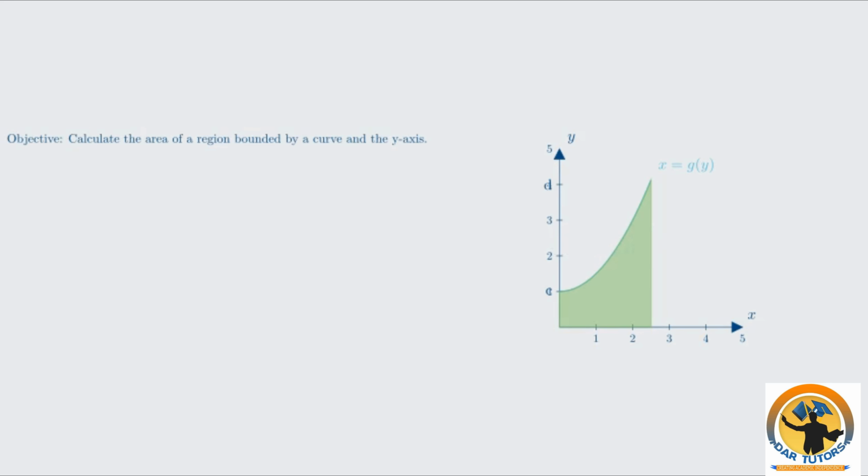To find the total area, we sum the areas of all these rectangles by integrating from the lower y bound c to the upper y bound d. This gives us the formula: Area equals the integral from c to d of g of y dy. In other words, we integrate the function of y with respect to y. Let's work through an example to see this in action.